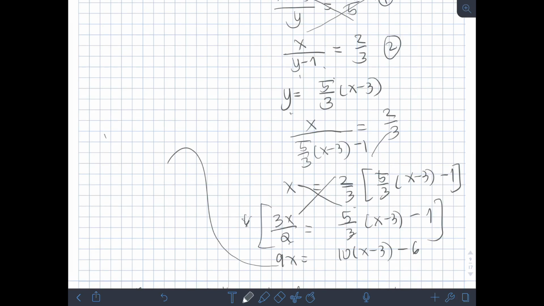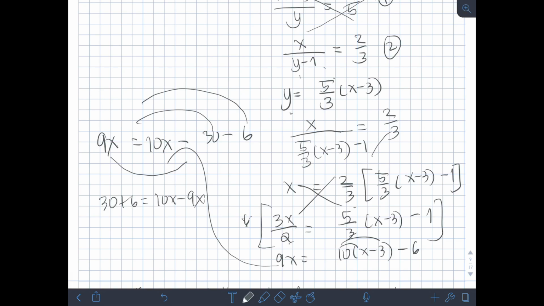So, we have 9x is equal to distribute. So, 10x minus 30 minus 6. So, we have, transpose natin dito si 9x and then yung constant dito. So, 30 plus 6 is equal to 10x minus 9x. So, x is equal to 30 plus 6 or 36.